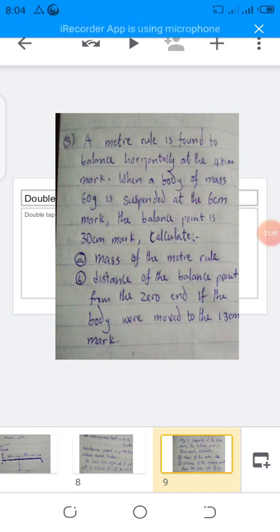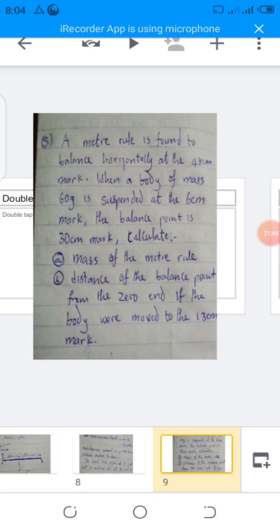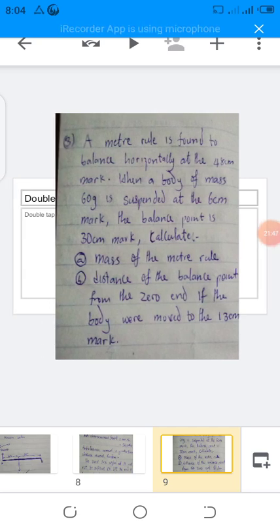It says a meter rule is found to balance horizontally at the 48 centimeter mark. What does that really mean? That simply means that the center of gravity of this meter rule is found to be at 48 instead of 50. Already you know that a meter rule is 100 cm, and it's supposed to have its center of mass or center of gravity at 50 cm. But this particular meter rule has its center of mass at 48 centimeter mark, which means that is where you have the maximum weight of that meter rule without supporting it with anything.